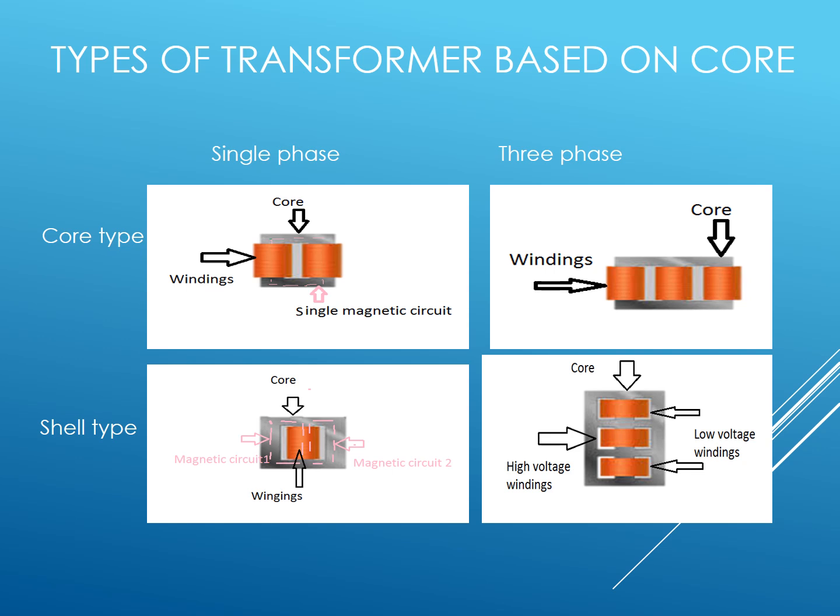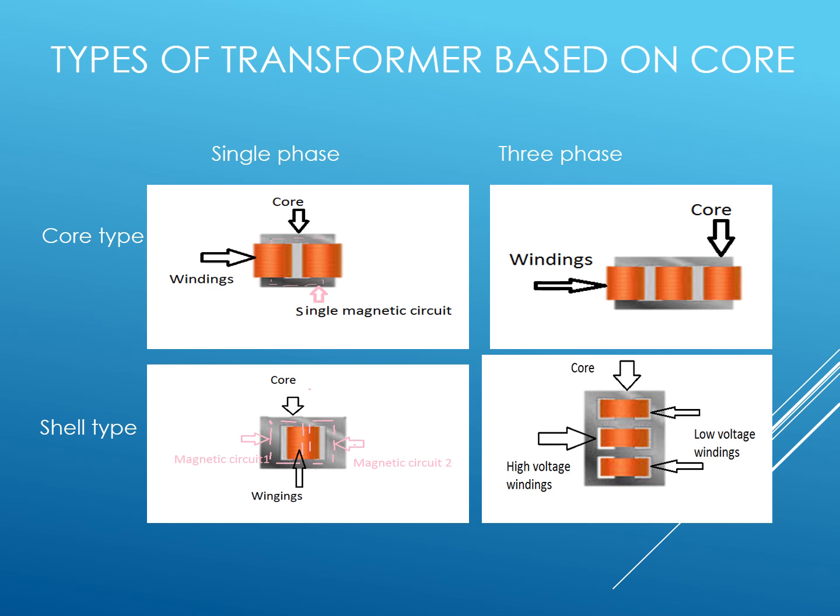Based on the core construction, transformers are classified into core type transformer and shell type of transformer. First, we'll see about the core type of transformer, both in single phase and three phase. In core type of transformer, half of the primary winding and half of the secondary winding are placed around each limb. So this reduces the leakage flux.